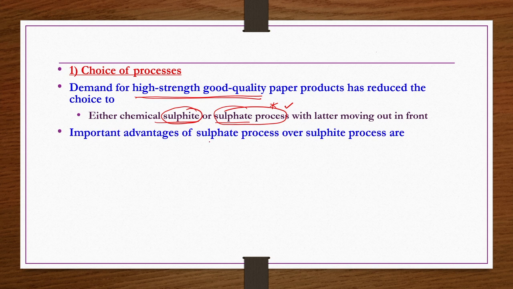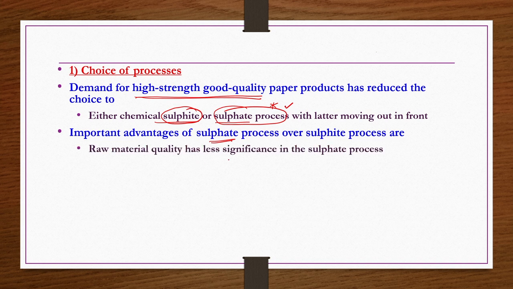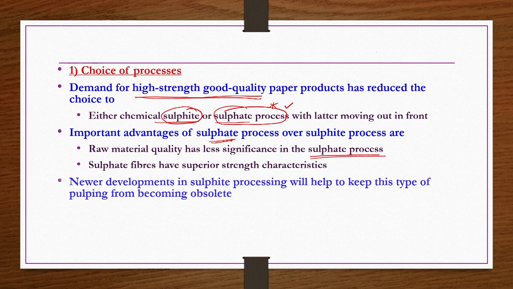Important advantages of the sulfate process over the sulfite process are: raw material quality has less significance in the sulfate process. In the comparison table we have seen in the previous lecture, the Kraft or sulfate process can work with any type of raw material, whereas the sulfite process is suitable only for bagasse and hardwood kind of raw materials. Sulfate fibers have superior strength characteristics, as already mentioned.